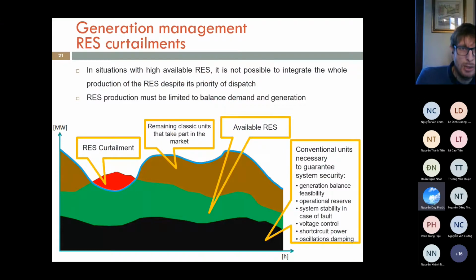What happens in the situation of having a high available RES? Let's consider this load profile, the one in blue, and the production from RES as the green curve. What happens here is that for some hours I have more production from RES than what is required by the load. So here the P from RES is higher than the P of the load.